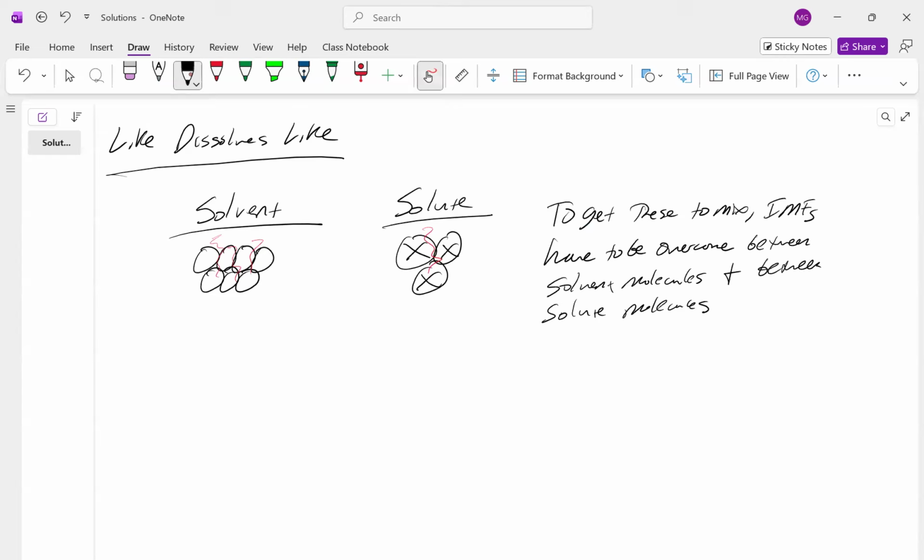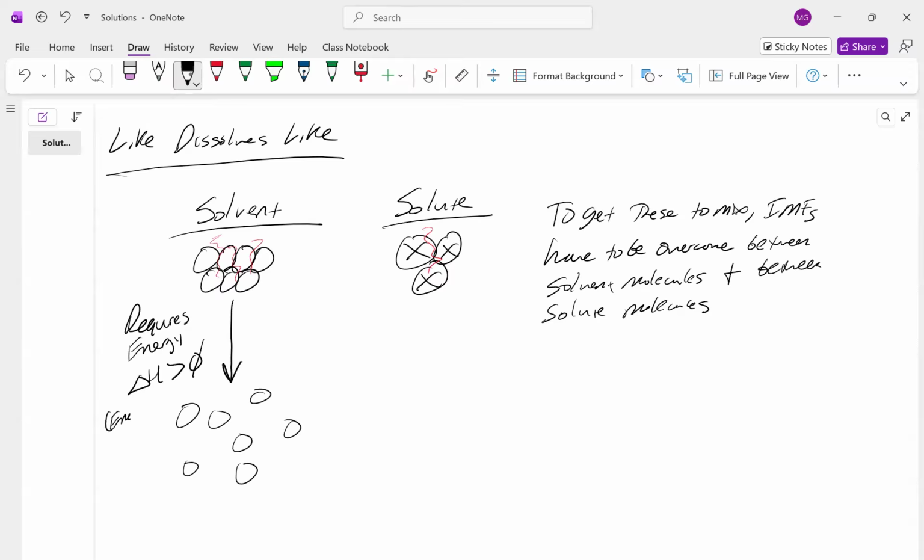Now, both of these processes to disrupt those molecules require energy. So the delta H for that is going to be greater than zero, or that's an endothermic process. And it's the same thing for solute molecules. To get them apart, you have to overcome those intermolecular forces, which require energy.